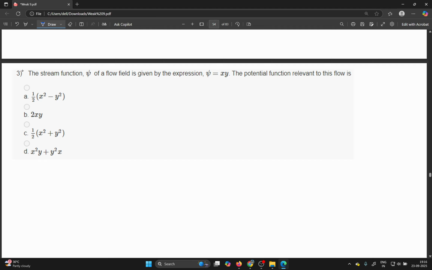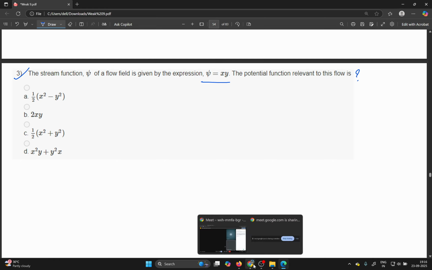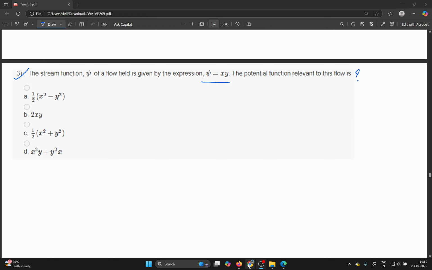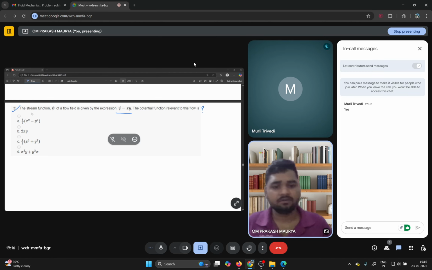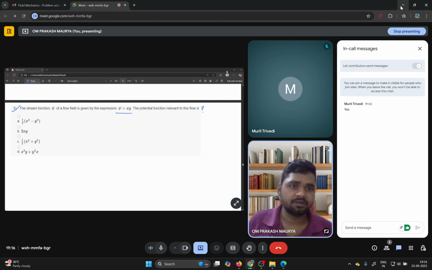So the stream function psi of a flow field is given by the expression psi is equal to xy. The potential function relevant to this flow is what? So what will be the potential function? So here I'll give you an idea about how you will remember the relation. So let me just discuss the relation first.